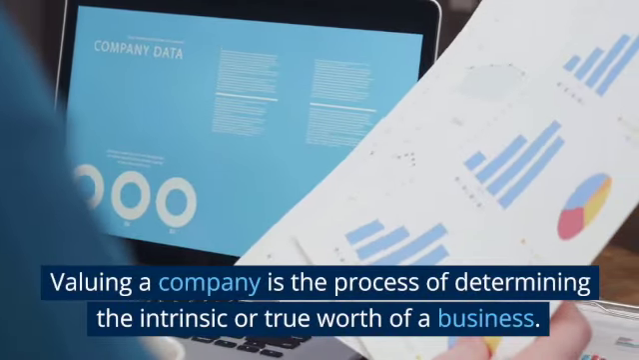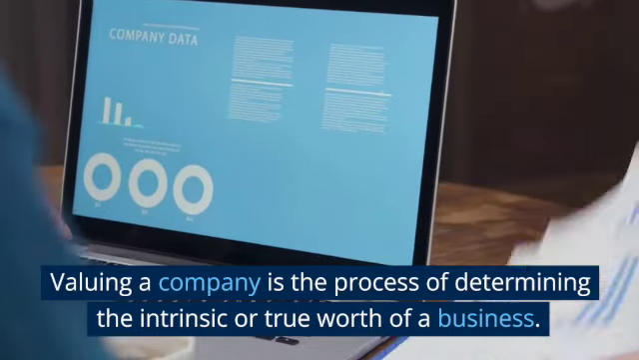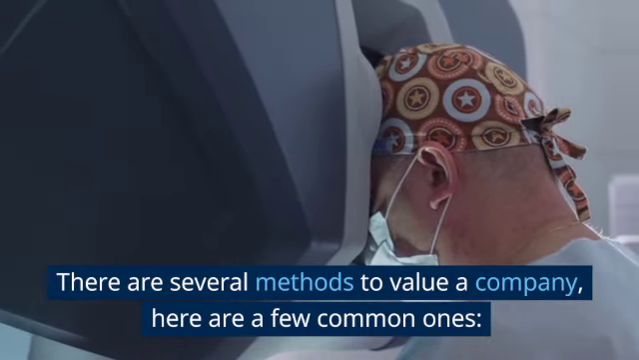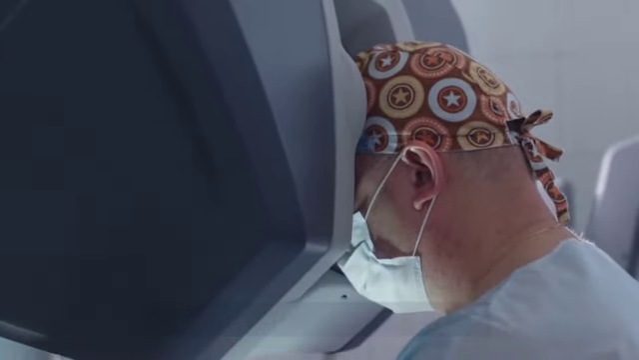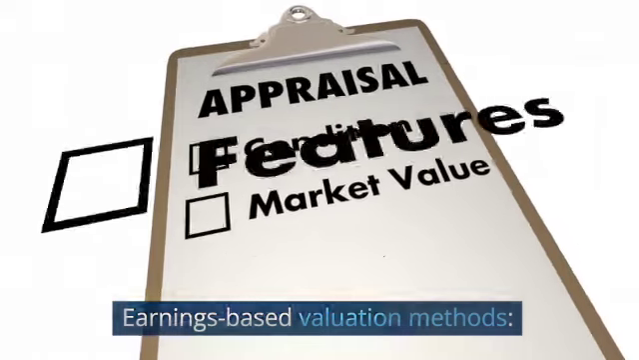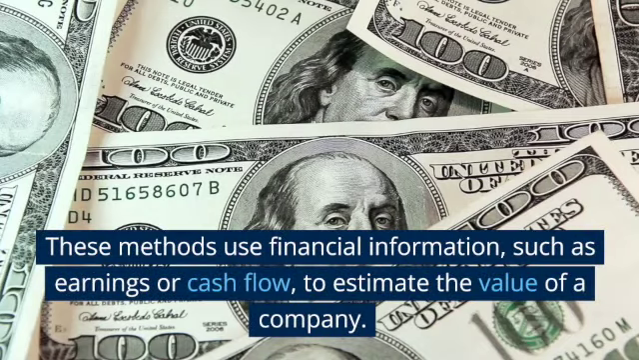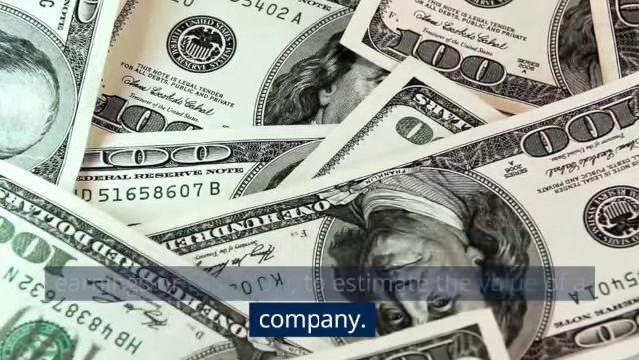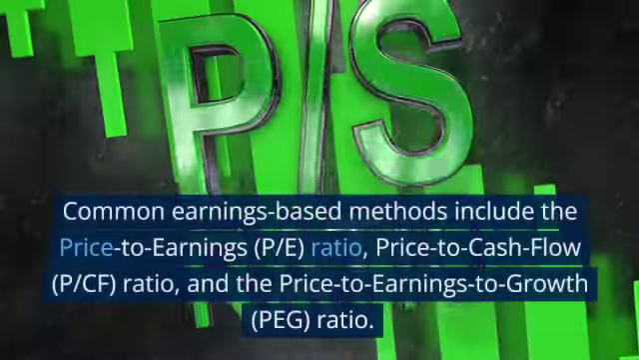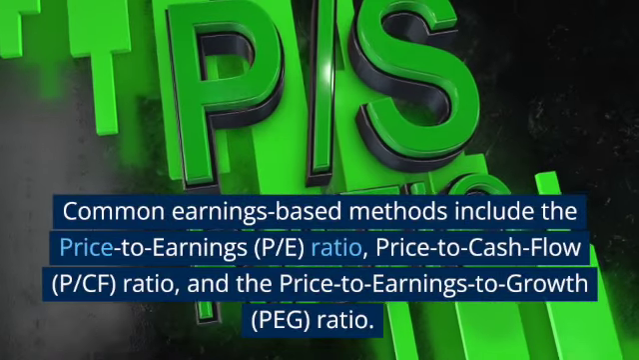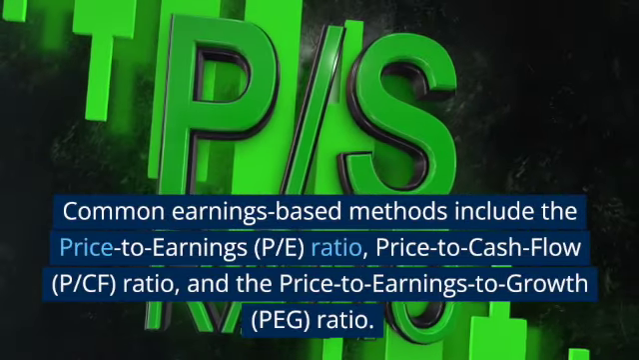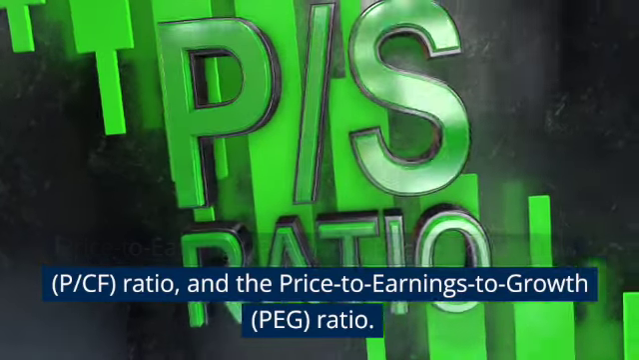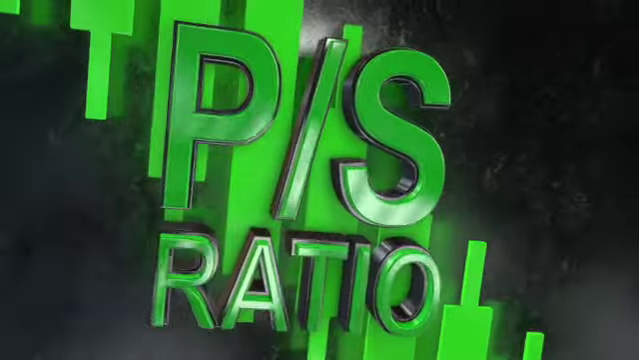Valuing a company is the process of determining the intrinsic or true worth of a business. There are several methods to value a company. Here are a few common ones. Earnings-based valuation methods. These methods use financial information, such as earnings or cash flow, to estimate the value of a company. Common earnings-based methods include the price-to-earnings (P/E) ratio, price-to-cash flow (P/CF) ratio, and the price-to-earnings-to-growth (PEG) ratio.